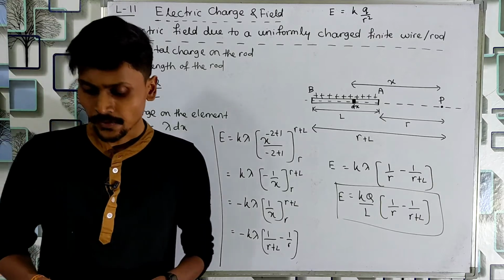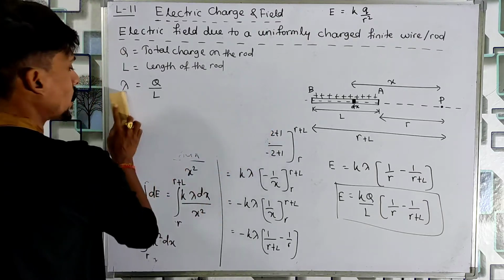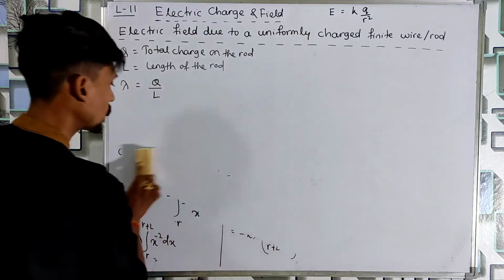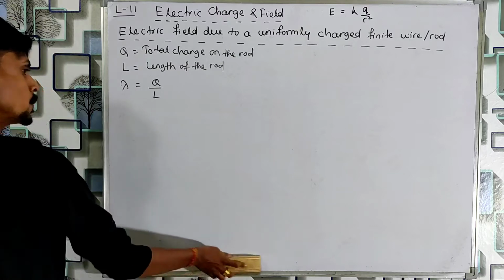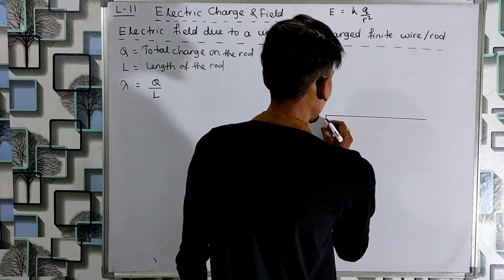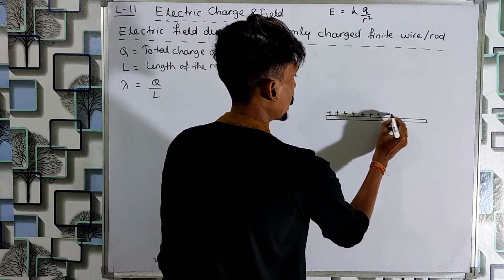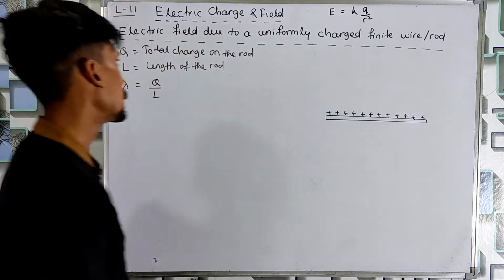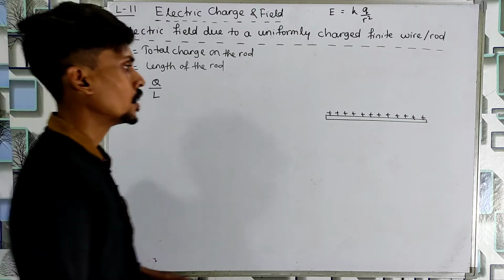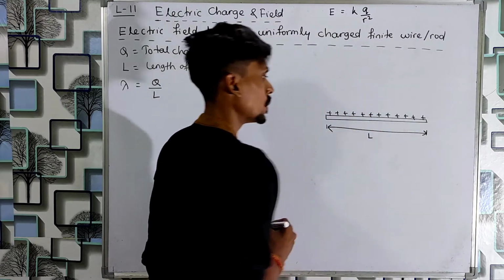And now let us derive the electric field due to this finite charged wire, at its equatorial point. Equatorial point means any point which lies on the perpendicular bisector of the rod. Suppose I have a rod of length L, and this rod is uniformly charged, and we have given positive charge to it. Q is the total charge on the rod, L is the length of the rod, and the linear charge density is lambda, which is equal to Q by L. This length is how much? The length is L. Is that clear?